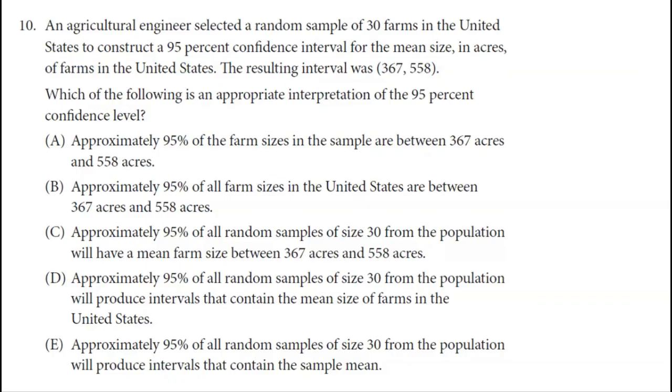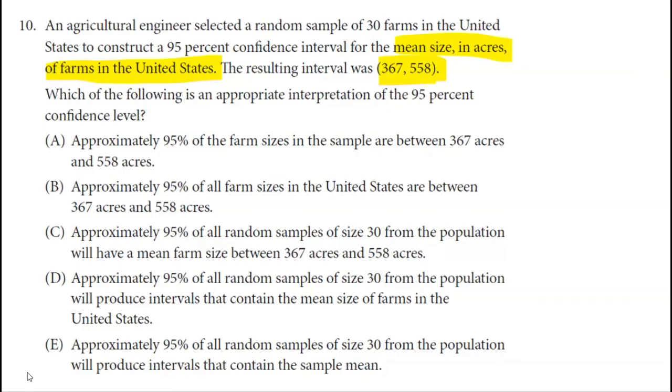Well, before I even read any choices, I'm 95% confident that the true mean size of acres of farms in the United States is somewhere between 367 acres and 558 acres. Now, does any of those choices say that? Well, go ahead and read them for a second. Well, of course not. None sound exactly like that.